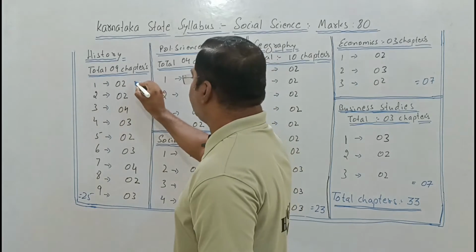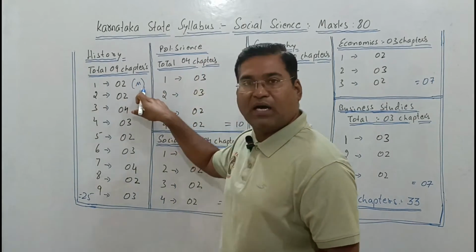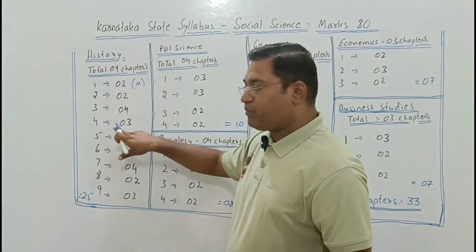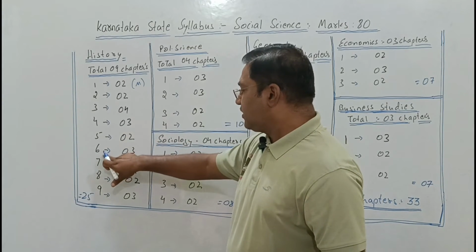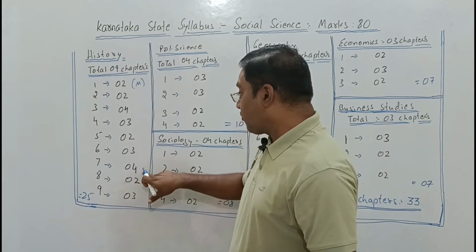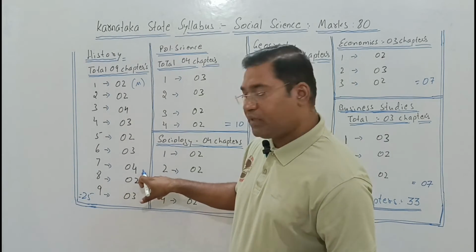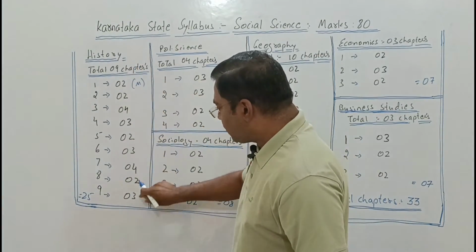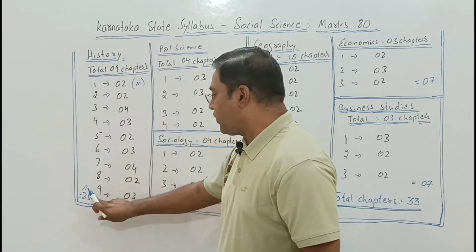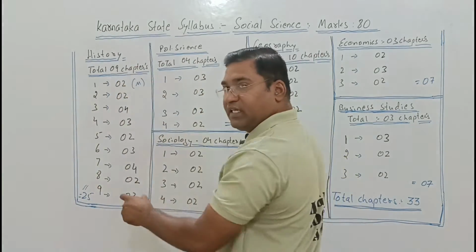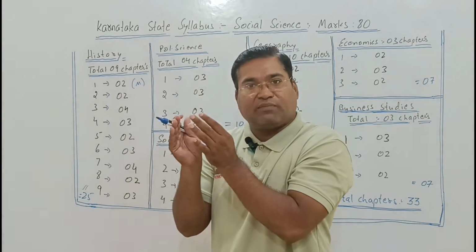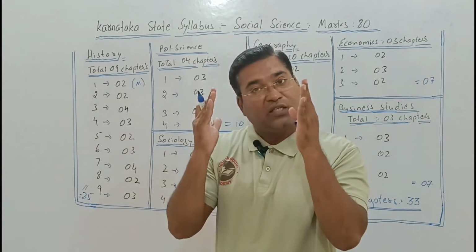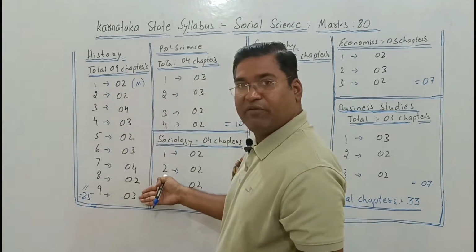Now when we talk about the first chapter, here M refers to marks. The first chapter is of 2 marks, second chapter 2 marks, third chapter 4 marks, fourth chapter 3 marks, fifth chapter 2 marks, sixth chapter 3 marks, seventh chapter 4 marks, a big chapter, the freedom movement, eighth chapter 2 marks, and ninth chapter 3 marks. When we calculate all these, how many marks is total history? It is 25 marks. Total history is 25, meaning from the history subject you will get not less than 25 marks. On the basis of this, the weightage is done.